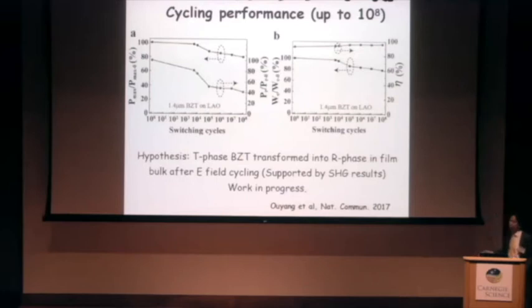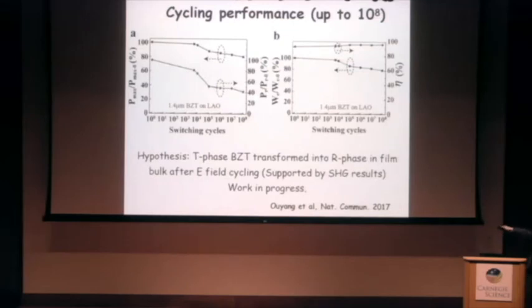And here is the cycling performance. We cycle the film up to 100 million times. You can see here is the change in polarization. So you can see the maximum polarization actually only changed by 20%. After 100 million times, the maximum polarization becomes 80% of the initial one. But what changes most is the remnant. It becomes only 40% of the initial.